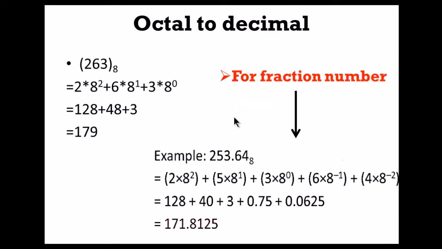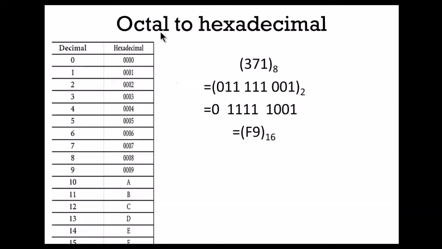Then 8⁻¹ × 6 plus 8⁻² × 2, so 128 + 48 + 3 is equal to 179. So it is the equivalent decimal number of a given octal number. For a fraction number, if there is any number after the point, we'll write 8⁻¹ × 6, 8⁻² × 4. So this is the method we can convert an octal number to a decimal number.